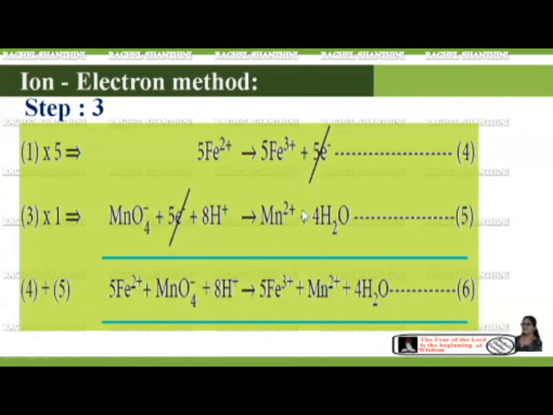Now, when we add 4 and 5, we get the final equation: 5 Fe²⁺ plus MnO4⁻ plus 8 H⁺ ions on the left hand side, and 5 Fe³⁺ plus Mn²⁺ plus 4 water molecules on the right hand side. So equation 6 is the balanced redox equation. In this way, we can balance the redox reaction using the ion-electron method.